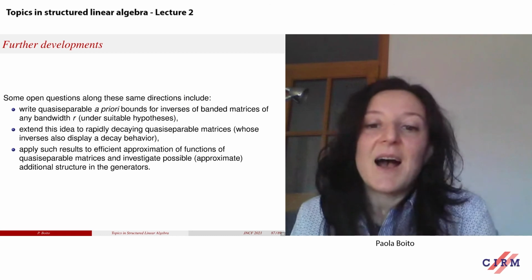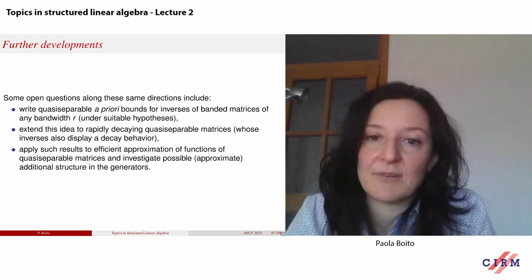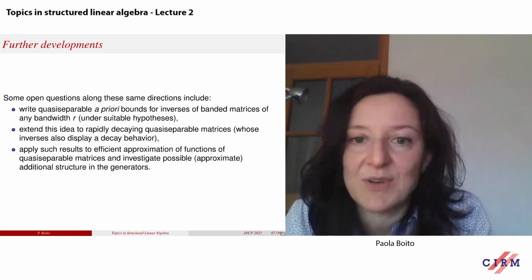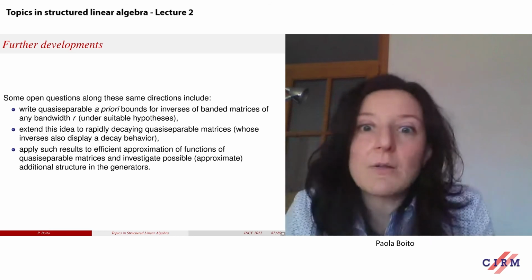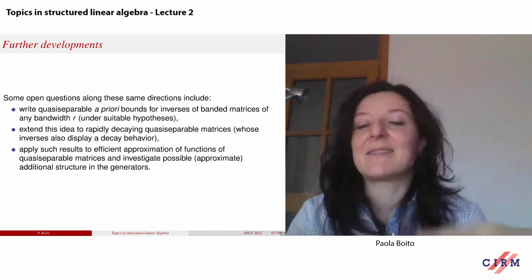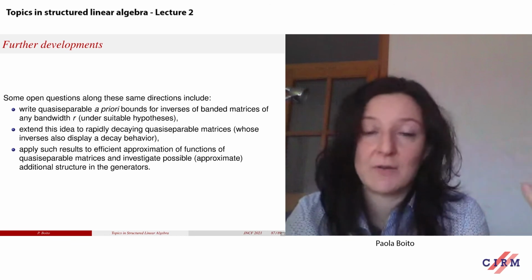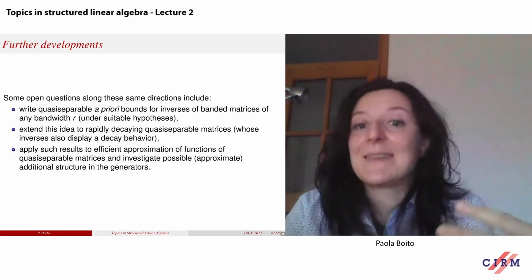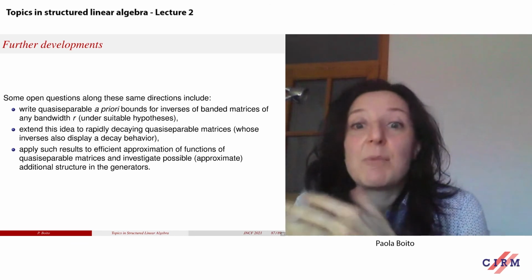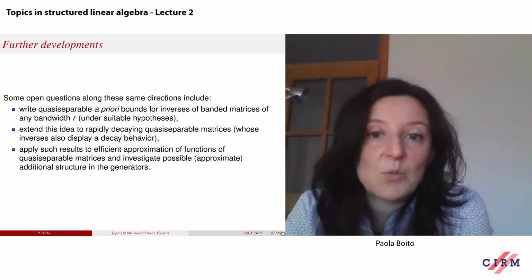Okay. Other question, can we extend this idea to rapidly decaying quasi-separable matrices? So what I mean here is, if we start from a banded matrix and we compute the function of this banded matrix, we saw that there is a decay. But we can also, and this has also been studied in the literature, start with a matrix that's not banded but has a fast decay and invert that or compute a function of that matrix. And this function will still have a fast decay, maybe not so fast as the previous matrix, but this behavior can be characterized. Can we extend this idea to quasi-separable matrices?